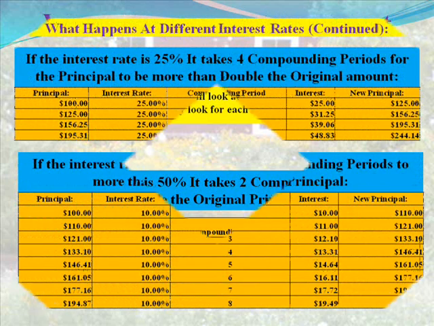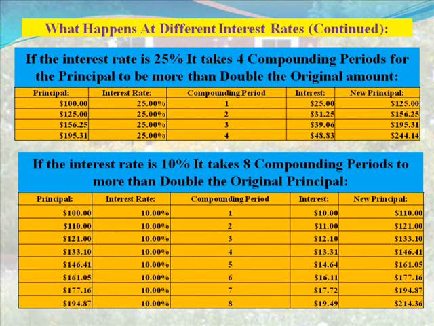What happens at different interest rates? If the interest rate is 25%, it takes 4 compounding periods for the principal to be more than double the original amount. See below, where starting with $100 in the first compounding period, we end up with the new principal in the fourth compounding period being $244.14.